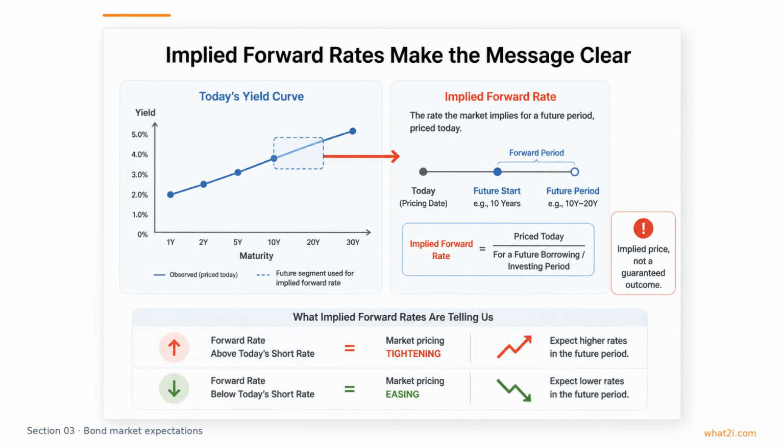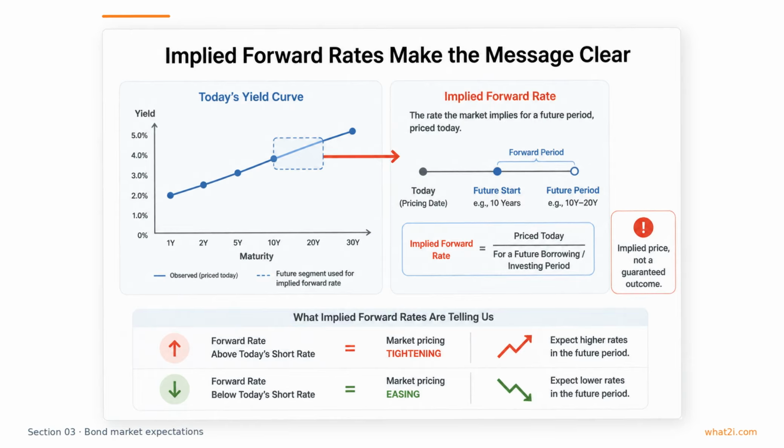One tool that helps sharpen the message is the implied forward rate. Forward rates translate today's curve into the rate the market is effectively pricing for a future borrowing or investing period. If a forward rate sits above today's short rate, that usually suggests the market is pricing tighter conditions ahead. If it sits below today's short rate, that suggests expected easing. This can make the curve's information more concrete because it converts shape into a sequence of market-implied future rates. Even so, these are implied prices from today's market, not guaranteed outcomes.